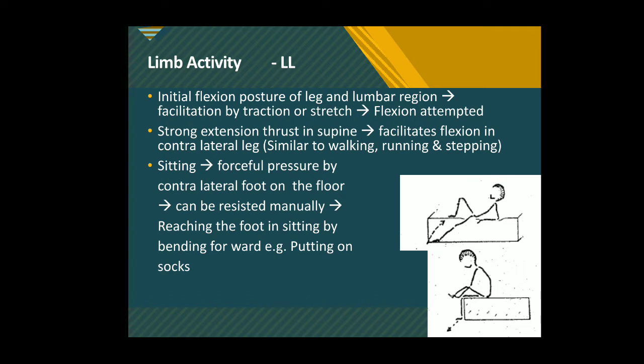During sitting, forceful pressure by the opposite foot on the floor, as seen in image 2, can provide you flexion of the opposite limb. It can be resisted manually, and it can help in reaching the foot by bending forward. It can train the person for activities such as putting on socks or putting on trousers.